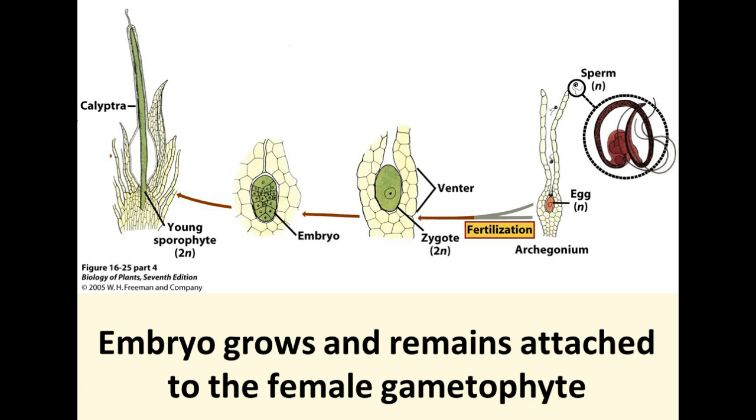Okay, so the embryo then grows and it remains attached. So wherever you see one of these coming off, you know that it had to be a female, right? Because the female is going to support the growth of that embryo. I'm doing it backwards again. Okay, so sperm comes in, fertilizes the egg. This is the venter. The zygote grows into an embryo, and then we have that young sporophyte. Sorry about that. It's fine.